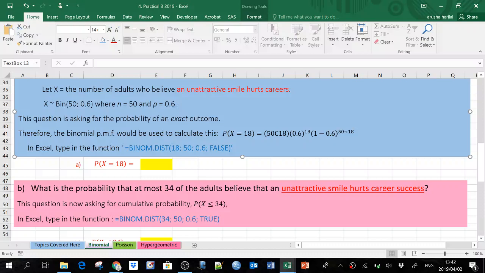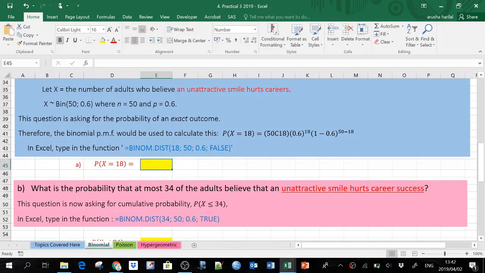So equal to binom.dist, and now we've got to put in all the values. X, what is X? X is what we are calculating, the probability that X is equal to small x, our parameters, and then true and false. Now, because there are so many arguments, I suggest you use the insert function.